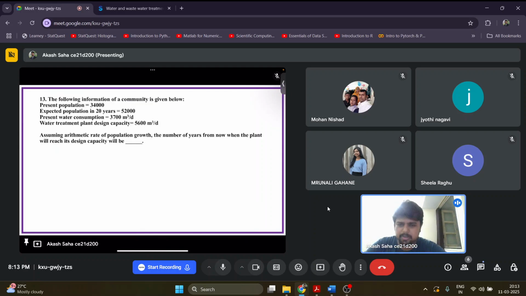Next one. Again, a small numerical. It is very generic. We have been given information about a community where the present population is 34,000 and after 20 years it is expected to be 52,000. Now the present water consumption is 3,700 meter cube per day and the water treatment plant design capacity is 5,600 meter cube per day. Using arithmetic rate of population growth, you have to find out in how many years the plant will reach its design capacity.